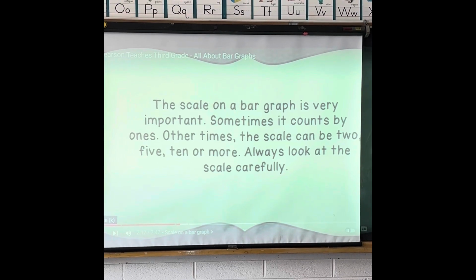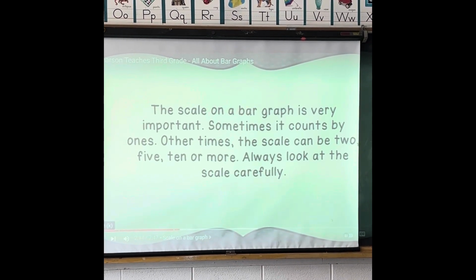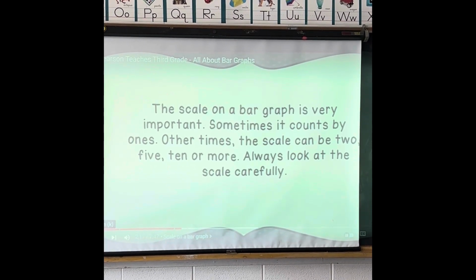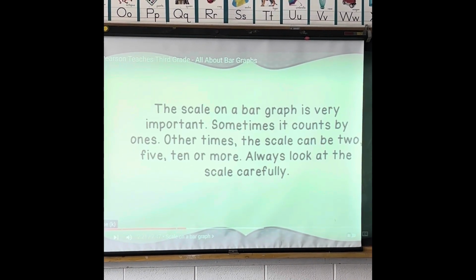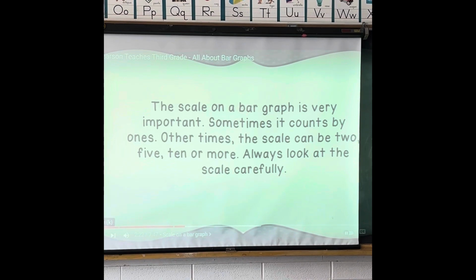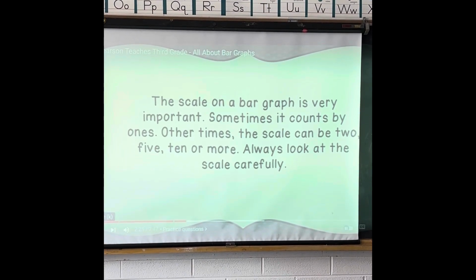The scale on a bar graph is very important. Sometimes it counts by 1, just like in the example we just saw, but other times the scale can be 2, it can be 5, it can be 10, or even more. Always look at the scale carefully.